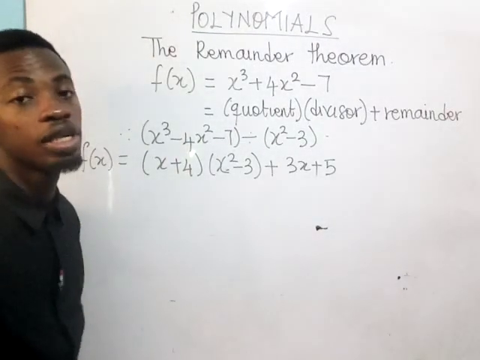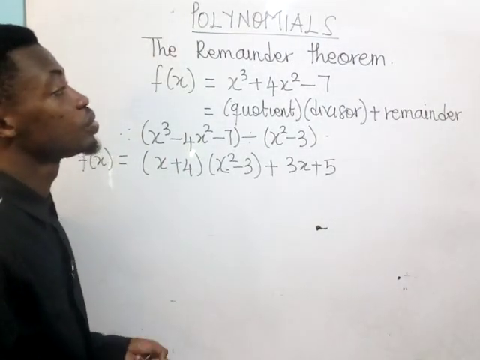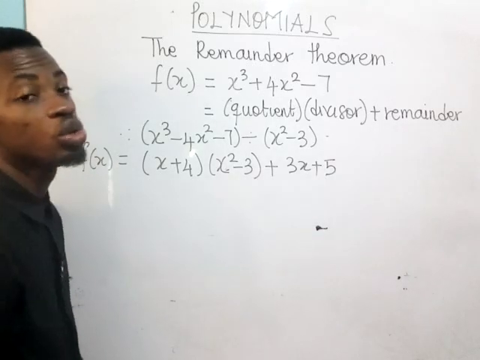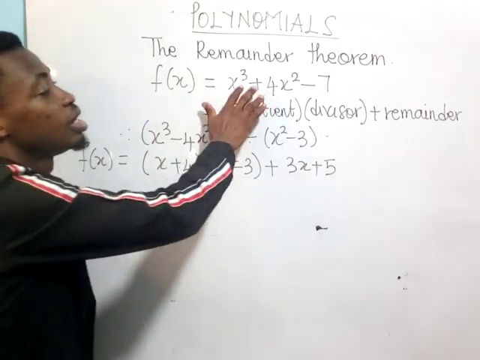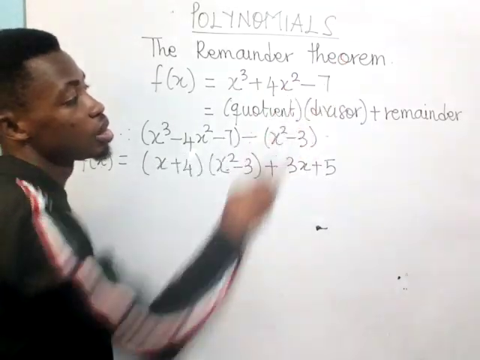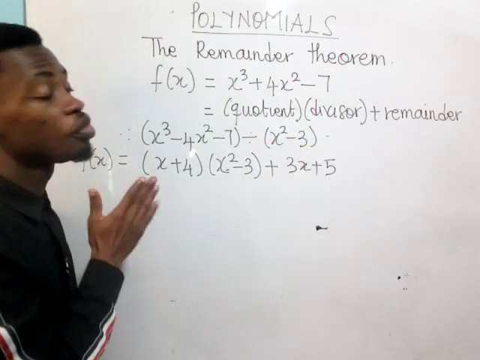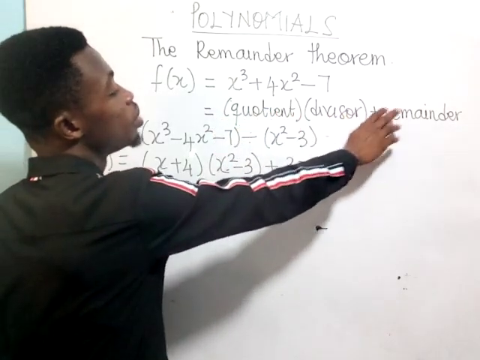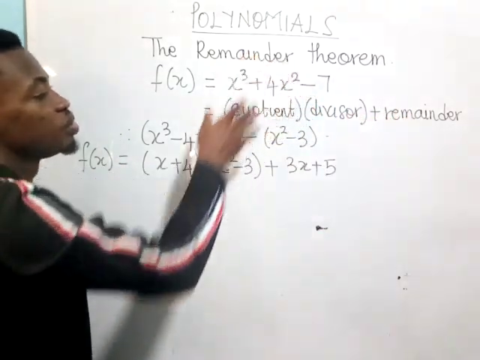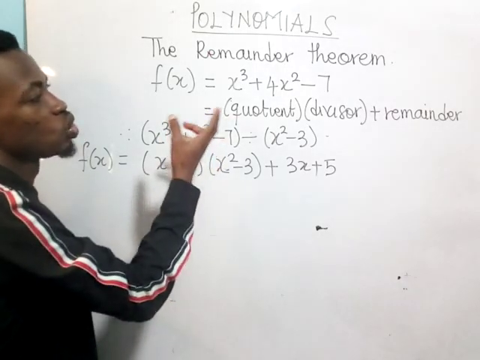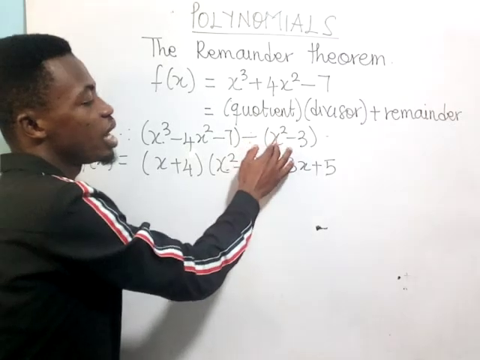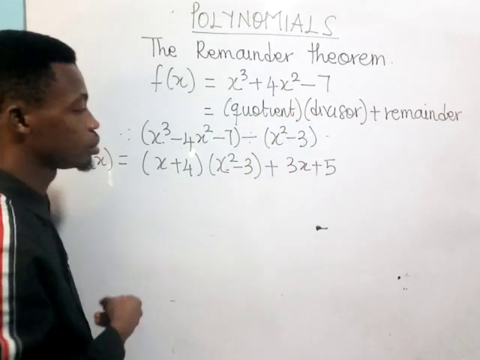Okay, so this is Florence, the mathematics tutor, and we want to understand the remainder theorem. Now, assuming that f of x is given as x cubed plus 4x squared minus 7, we know from the previous lessons that the quotient times the divisor plus the remainder will always give you the dividend. So we are assuming that this is our dividend and is divided by x squared minus 3.